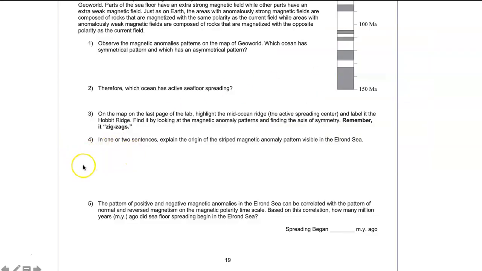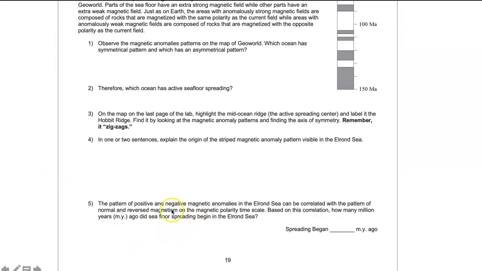It now says in one or two sentences, explain the origin of the striped magnetic anomaly pattern in the Elrond Sea. And I've sort of mentioned it a number of times. It has to do with seafloor spreading. So give an explanation. Don't just write seafloor spreading. Why do we see that pattern in the Elrond Sea?